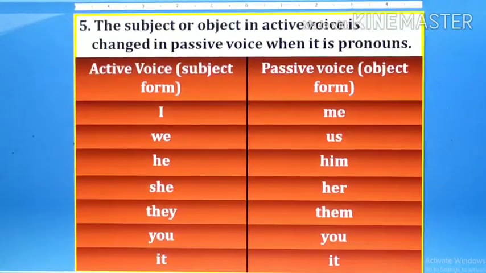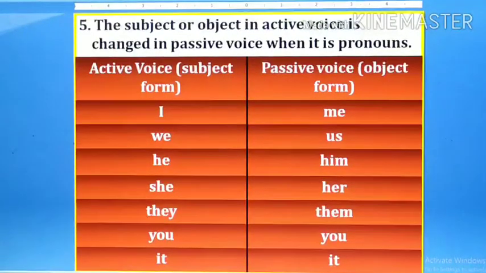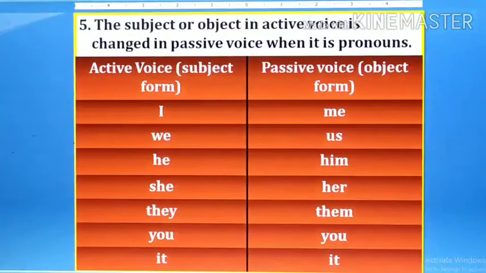Okay, I becomes me, we becomes us, he becomes him, she becomes her, they becomes them, you will remain you, and it will remain it. So these forms you have to remember thoroughly. Okay, there are many things you have to remember in active and passive voice.